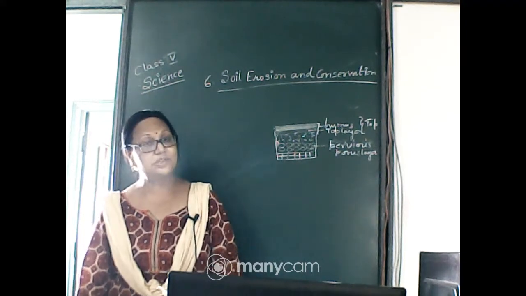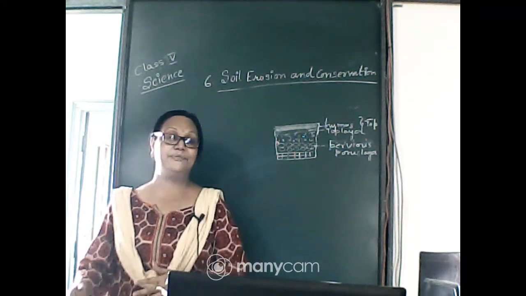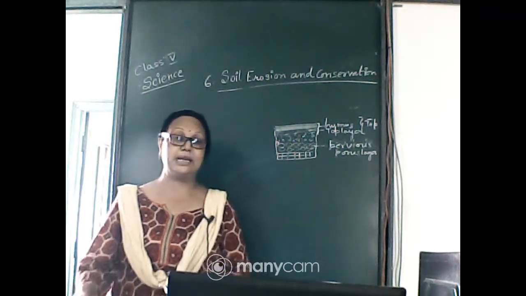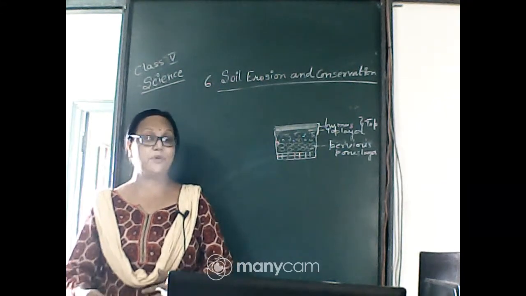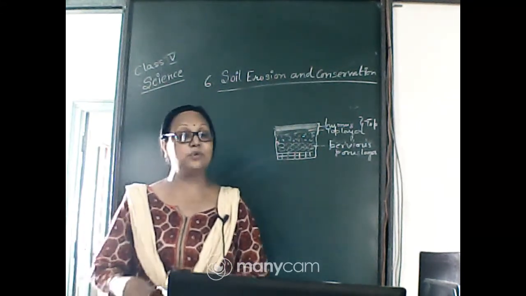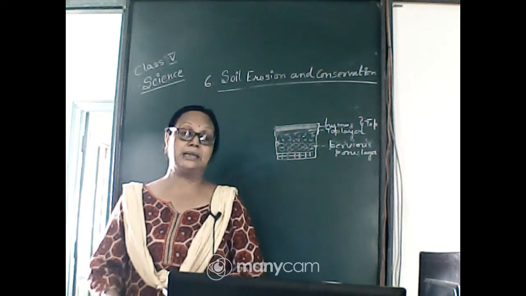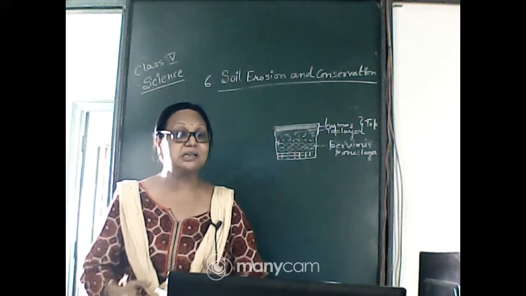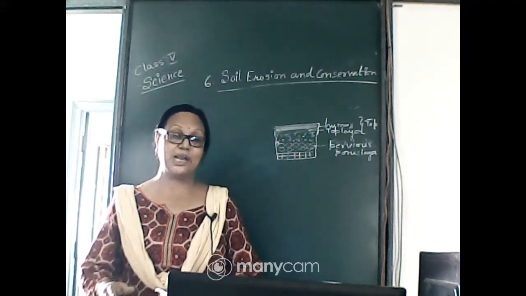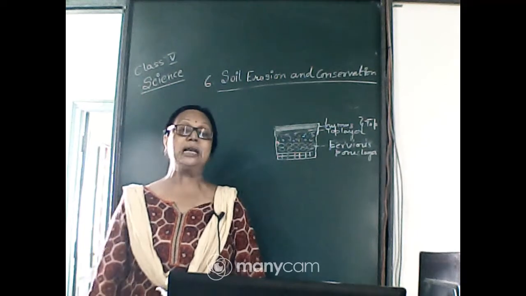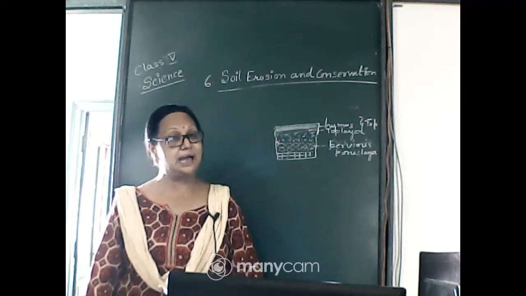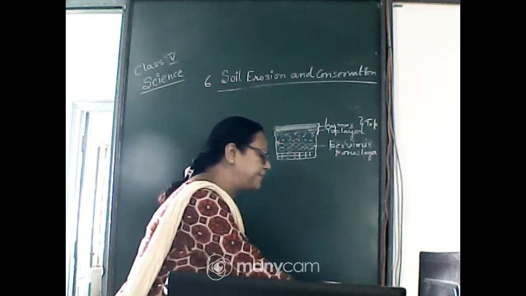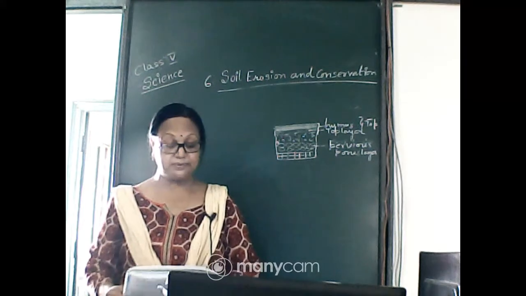So what is conservation? Conservation means taking some precautions to keep the soil intact with the soil profile, so the first layer of the soil cannot be removed. Whatever methods we opt for to maintain the soil quality, to keep the topsoil as the first layer as such, is called the conservation of the soil. Understood? Now I'll read the chapter on soil erosion and conservation.